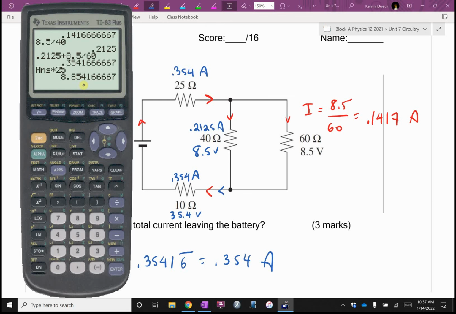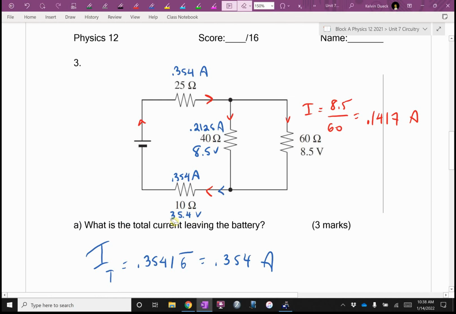8.85, sorry, not 35.4, how about 3.54, Mr. Dewick? Apparently I can't multiply by 10 in my head. Shut up. Oh, was the mic on for that? Sorry. Mic is off. Shut up. There, mic is back on again. 3.54 volts. And what was it? 8.854.